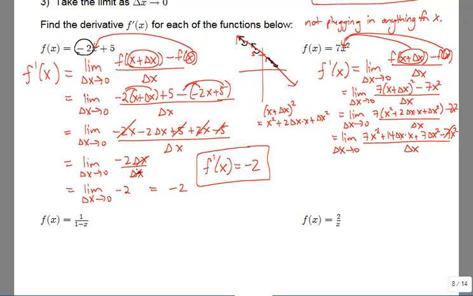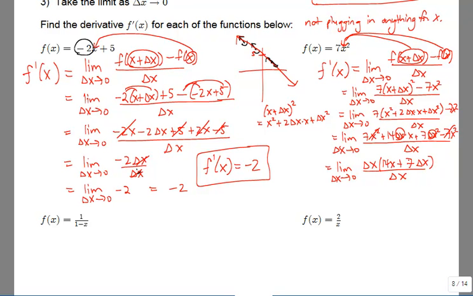Those 7x squareds cancel, and in the numerator, what I'm going to be left with are terms that only have delta x's. I have one here and I have some here. So if I factor out that delta x, then this term would be left with a 14x, and this term would be left with a 7 delta x.